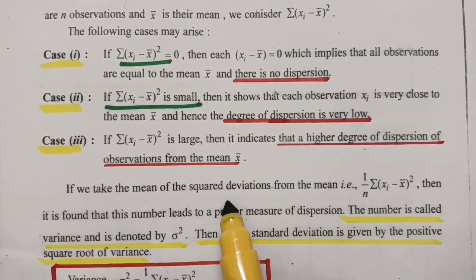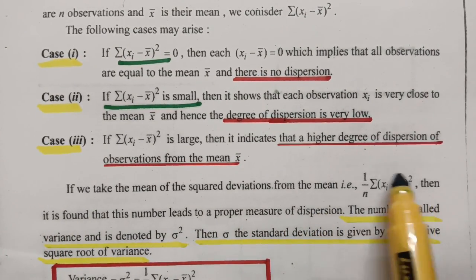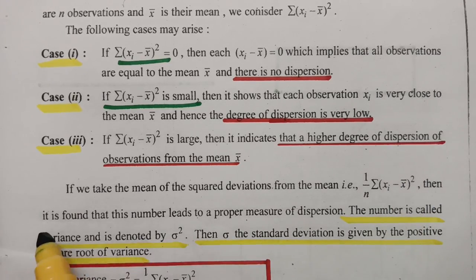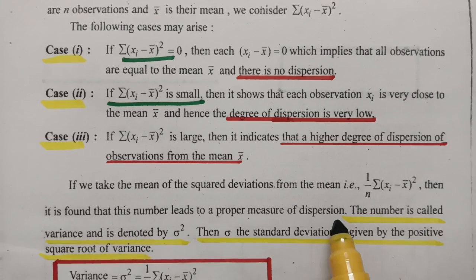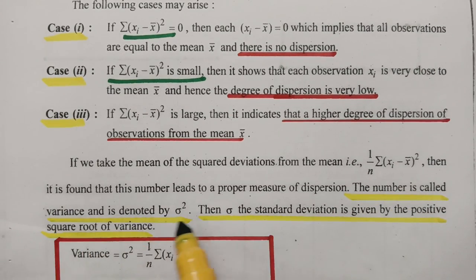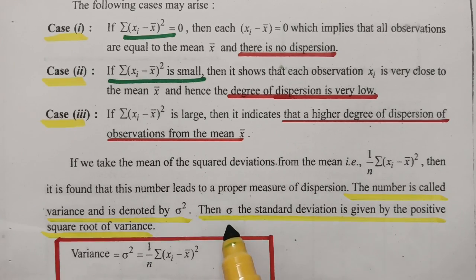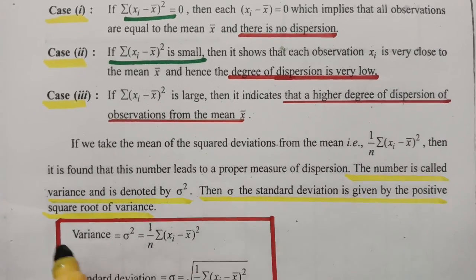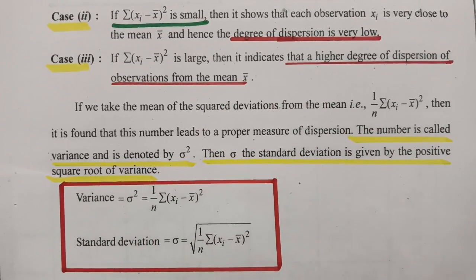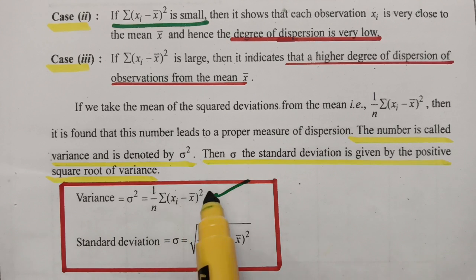Now if you take the mean of the squared deviations from the mean, then it is found that the number is a proper measure of dispersion. The number is called the variance and it is denoted by sigma square. The standard deviation, sigma, is given by the positive square root of the variance. So here is the formula for variance sigma square, that is the mean of the squares of the deviations, sigma (xi minus x bar) whole square by n, which is nothing but the variance value. If you take the positive square root of this variance, then we get the standard deviation. Now we are going to solve two problems here.